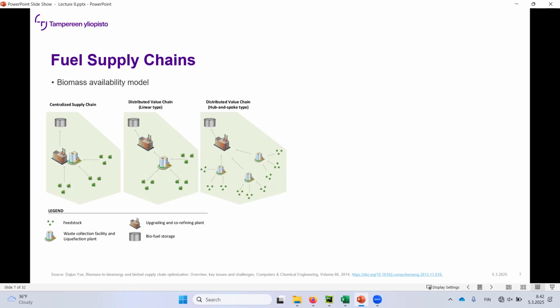These fuel supply chains, there are multiple of these. As I said, there's a lot of literature related to this one that is rather interesting. So there are these different kinds of supply chains that you can model, centralized, distributed, so this linear type, and then there can be this kind of a hub and spoke type. So you have multiple sources to this centralized upgrading center or upgrading and co-refining plant.